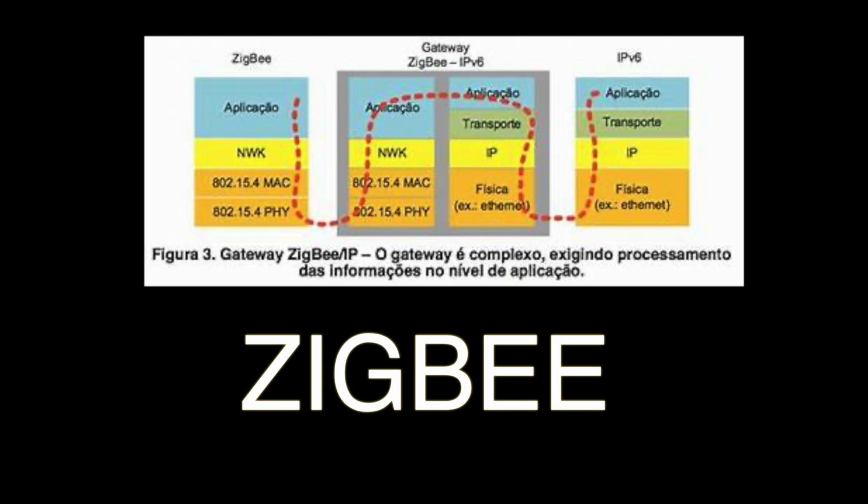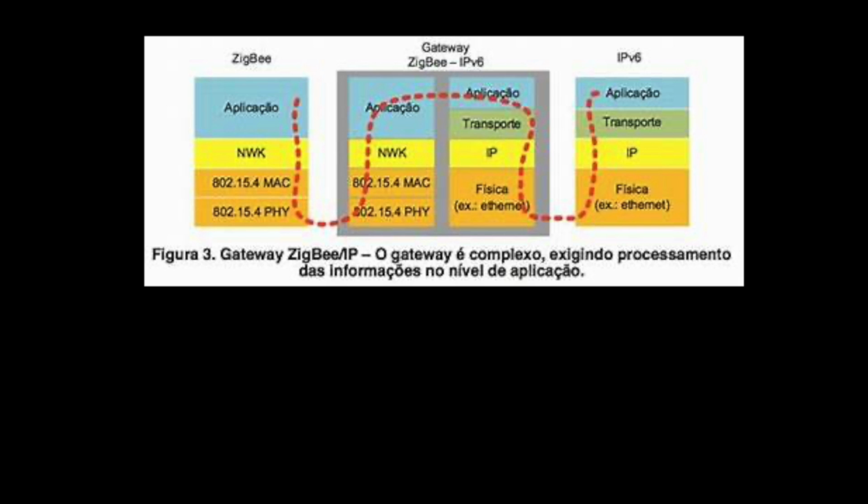Zigbee is an IEEE 802.15.4-based specification for a suite of high-level communication protocols used to create personal area networks with small, low-power digital radios, such as for home automation. Z-Wave is a wireless communication protocol used primarily in smart home networks, allowing smart devices to connect and exchange control commands and data with each other.